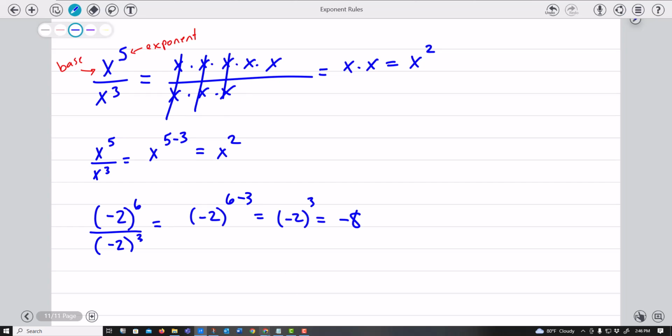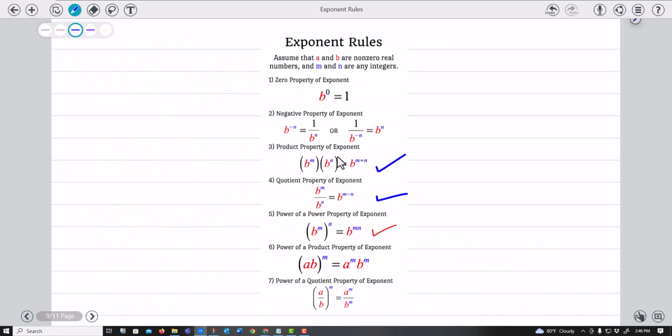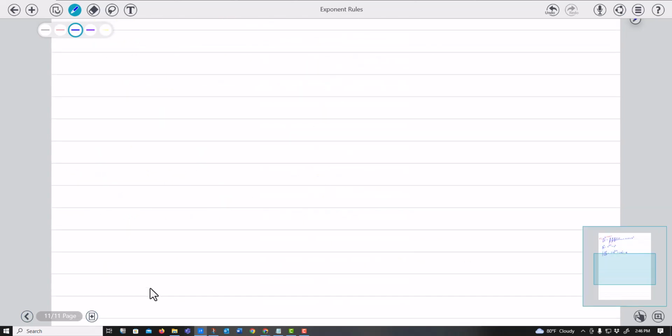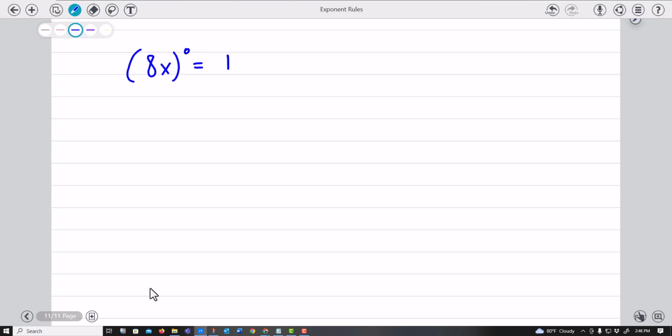All right, another rule that I saw on here: anything to the 0 power is 1. So if I have this whole quantity, 8x to the 0 power, anything to the 0 power is 1. But be careful if I have something like -8x to the 0 power. The -8 is out front, x to the 0 power is 1, and so I get -8.